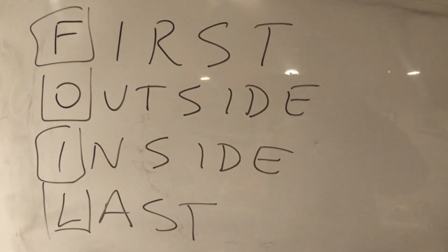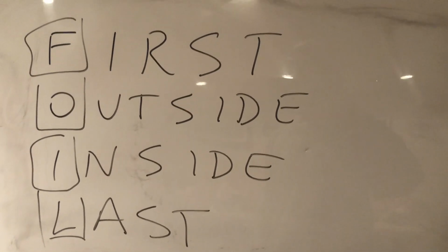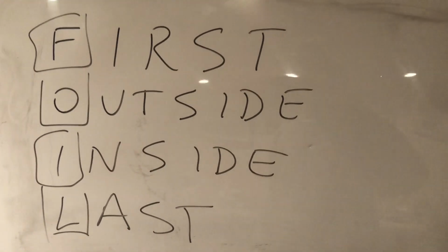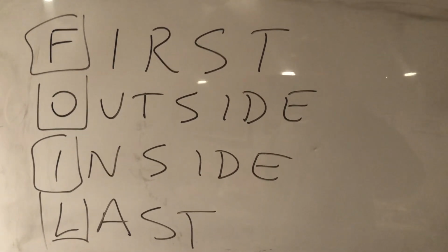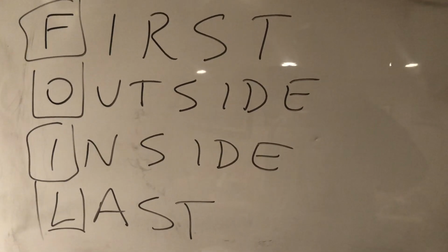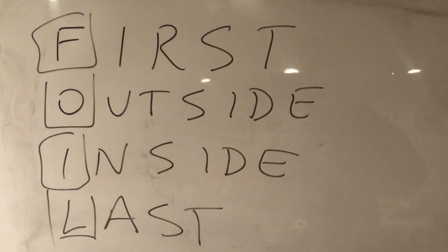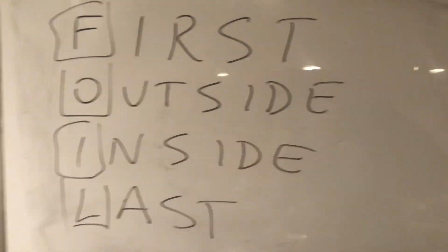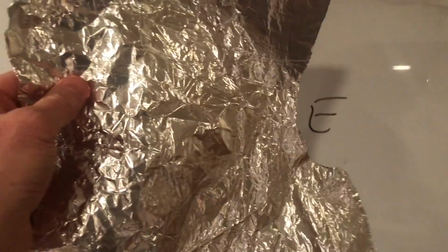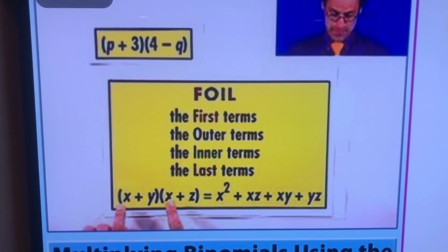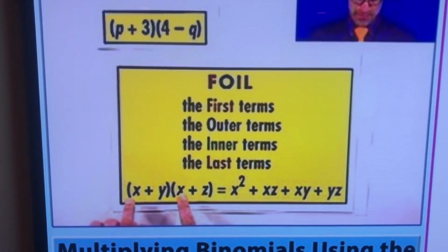So if we have two binomials that we're going to multiply together, which I'll show you an example in a minute, we would multiply the first terms first and basically do four multiplication problems. And yes, we are going to learn how to FOIL. So here's a look at how this will work.